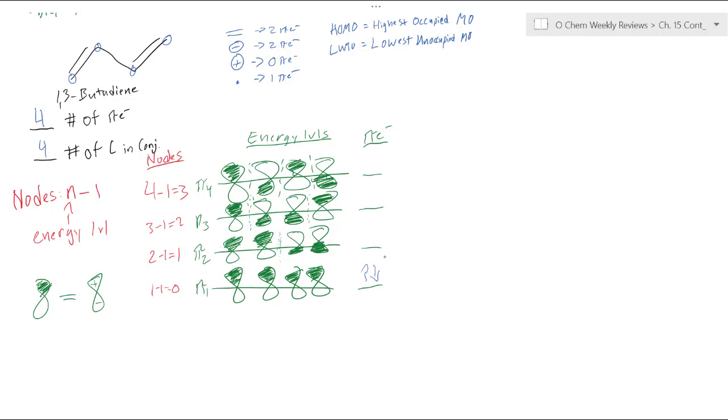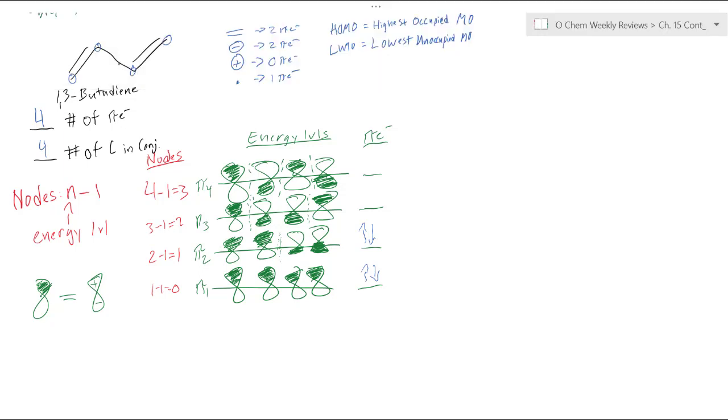After we place those, if it's full, we have to go on to the next energy level. 1 up arrow, 1 down arrow. Okay, now we have 4 pi electrons. We used all of our pi electrons. We took care of the 4 carbons. We drew our energy levels. Now all there is to do is figure out which one is our HOMO and which one is our LUMO.